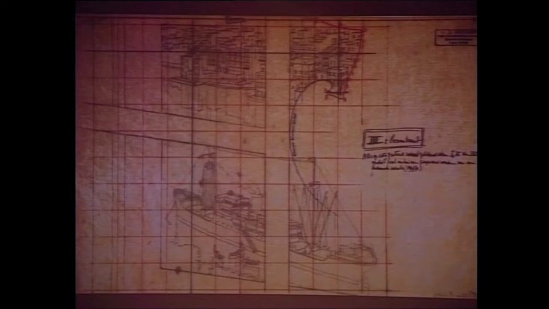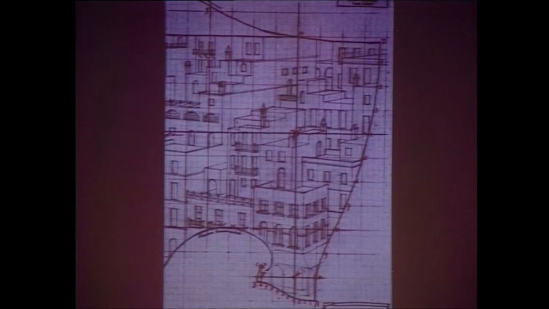Study number four, which is again blown up from this one by a factor of four, shows you more details of the buildings over here. That is this one. And inside this one, one of the buildings deserves more detail. So study number five is actually identical to study number one.